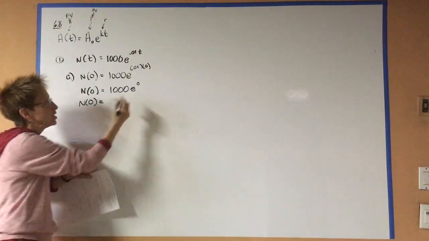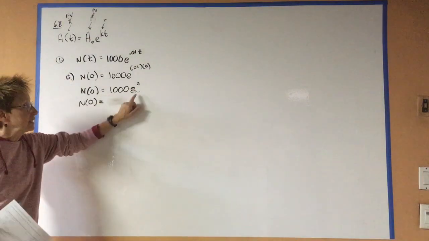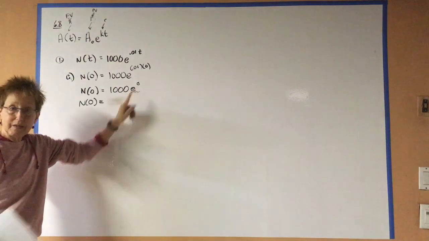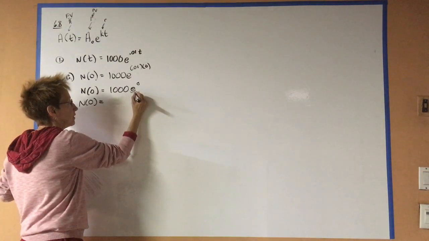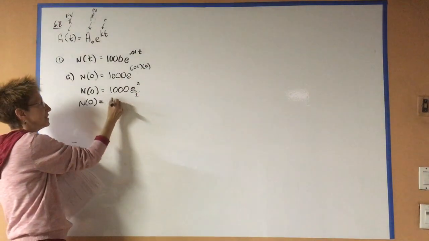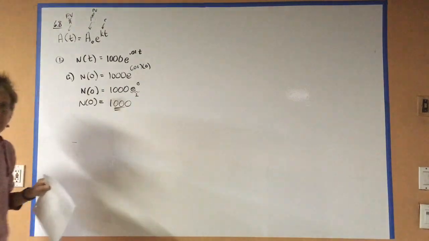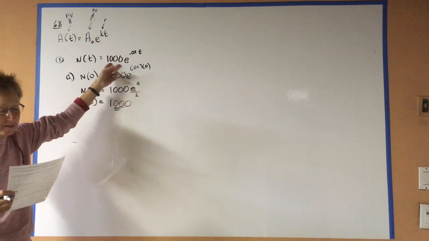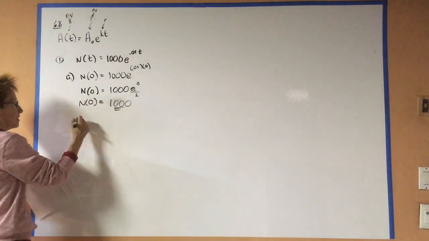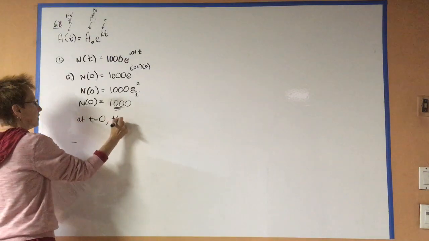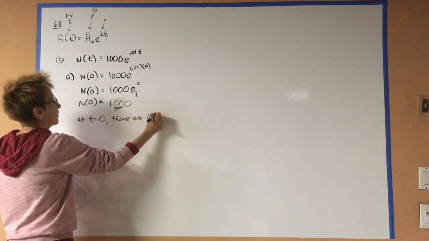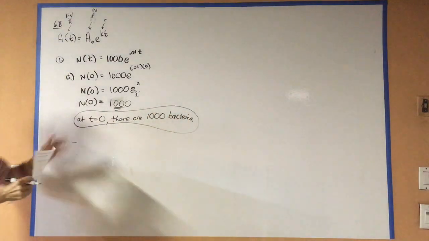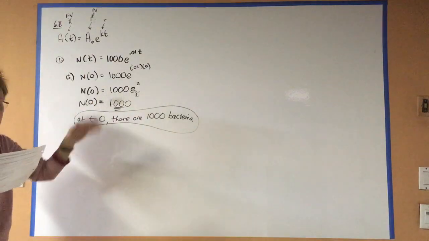So tell me about this right here. e is a constant, e is a number, and it's being raised to the power of 0, which turns it into what? A number to the power of 0 that isn't 0 is 1. So 1,000 times 1 is 1,000, exactly what we thought. When time is equal to 0, I didn't need to do all this. When time is equal to 0, the amount of bacteria is 1,000. So at time equal to 0, there are 1,000 bacteria. And I could have done that without doing all this work. It's just how the formula is set up.